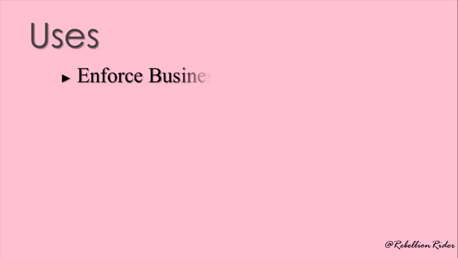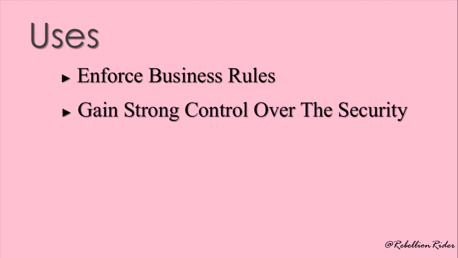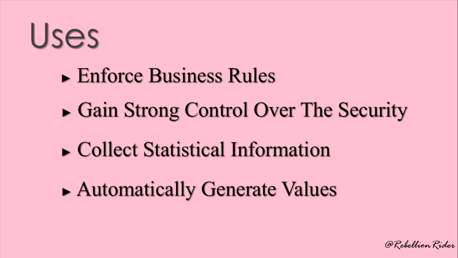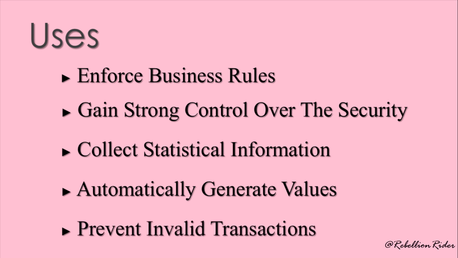First, using triggers, we can enforce business rules that cannot be defined by using integrity constraints. Second, using triggers, we can gain strong control over the security. Third, we can also collect statistical information on table access. Fourth, we can automatically generate values for derived columns such as auto-increment numeric primary key. Fifth, using triggers, you can prevent invalid transactions.